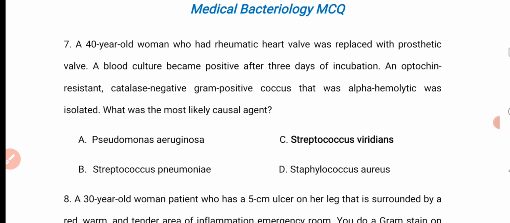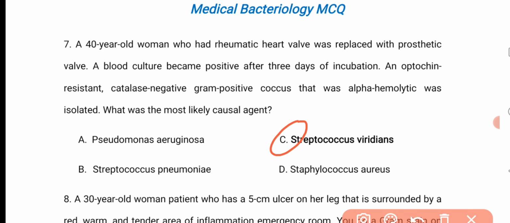The second thing, it was alpha hemolytic. It's not beta hemolytic, so it cannot be Staphylococcus. So the next candidates are Streptococcus pneumoniae or Streptococcus viridans. Let us see another thing: it's optochin resistant. As we know, Streptococcus pneumoniae is optochin susceptible, so it can be inhibited by optochin. So the correct answer will be Streptococcus viridans, because it is catalase negative, alpha hemolytic and optochin resistant.